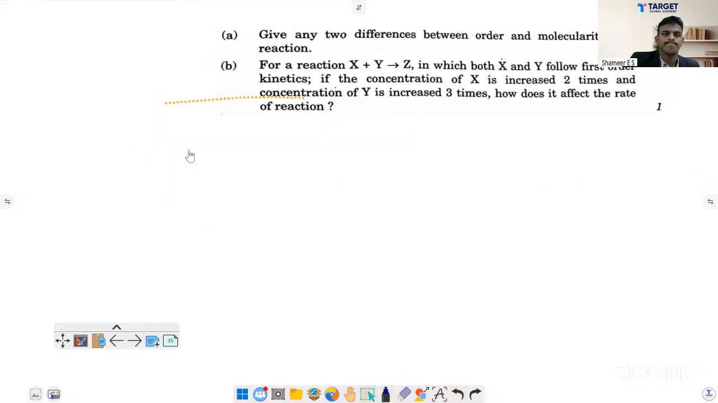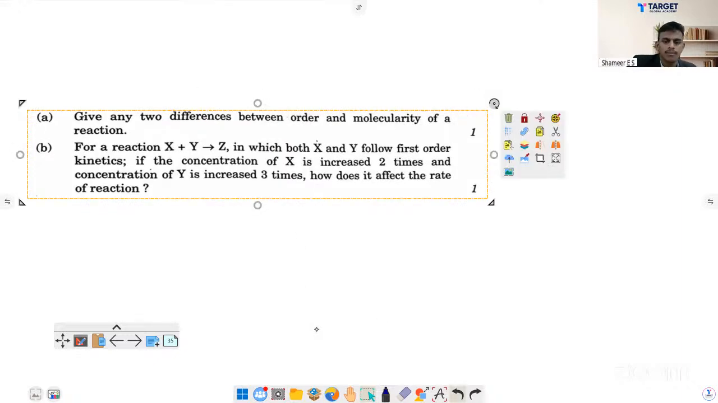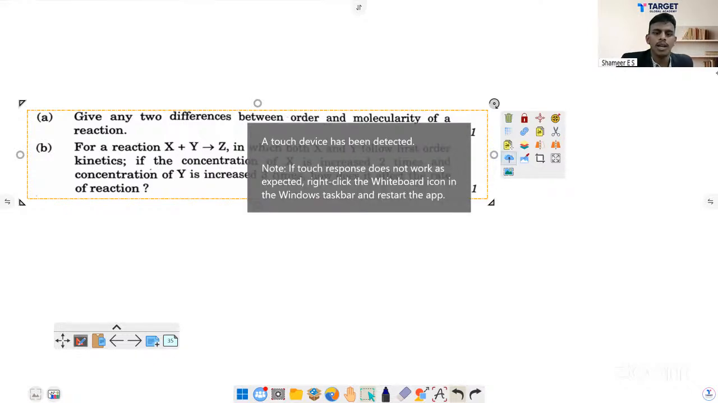Give any two differences between order and molecularity. What is the difference between order and molecularity?